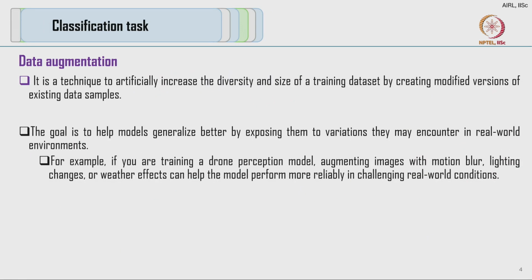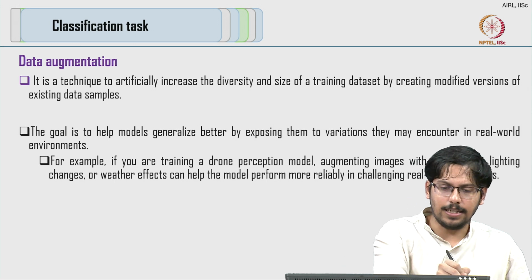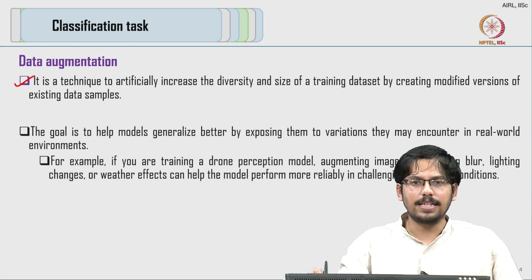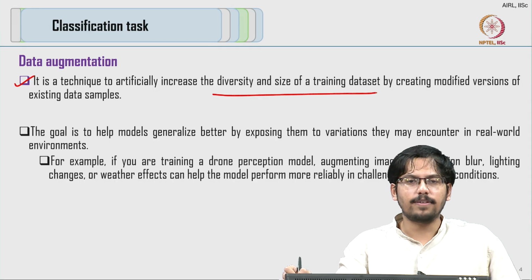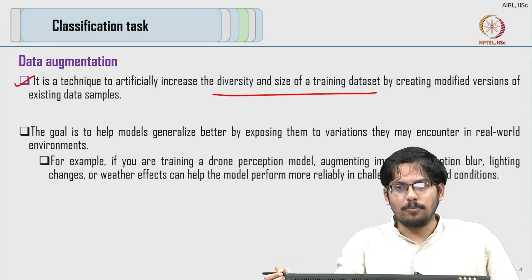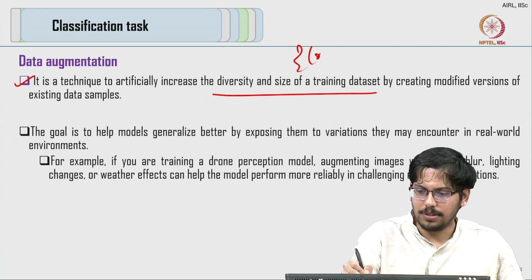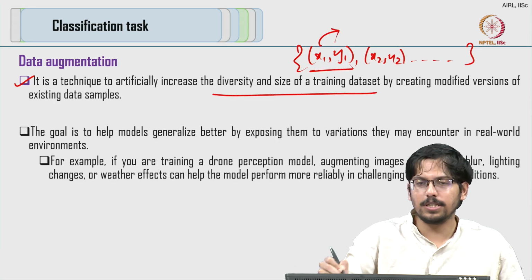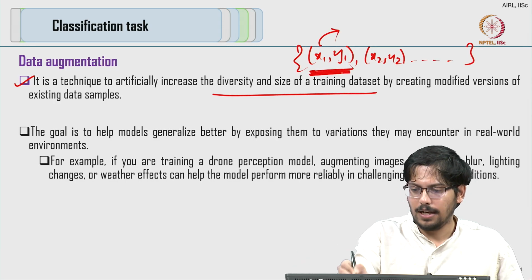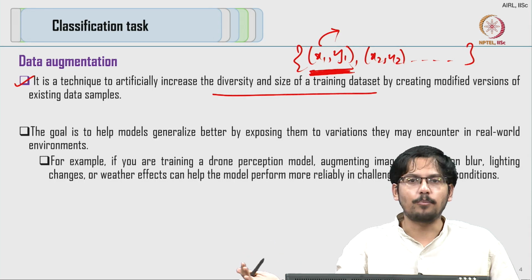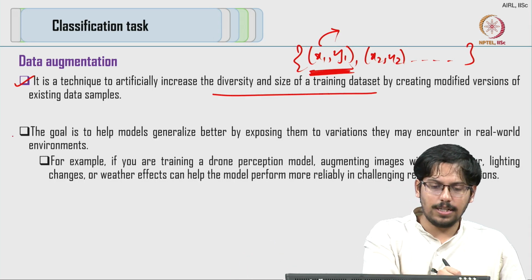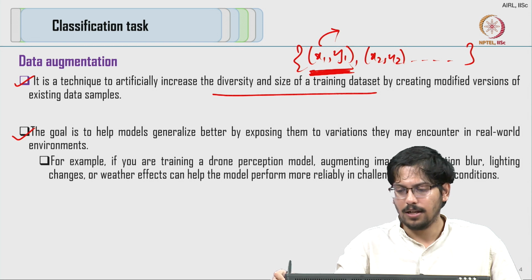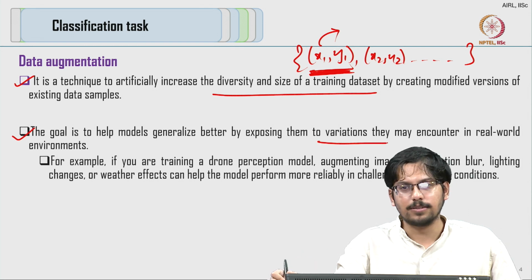Okay. Now let us come to data augmentation. Data augmentation is essentially a technique to artificially increase the diversity and the size of the data set by creating modified versions of the training samples. So if we had training samples x1 comma y1, x2 comma y2 and so on, we would use data augmentation to create a diverse set of x1 samples itself. The goal is to help the models generalize better by exposing them to variations.